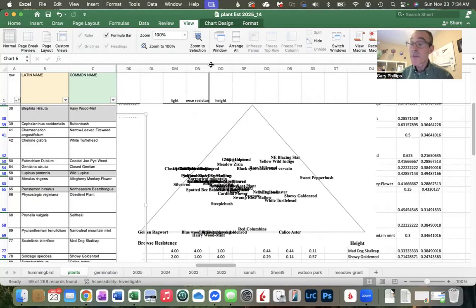hopefully it's helpful. If it's not helpful, then we won't continue. If it is helpful, then we'll see how we can further develop this tool for the beginner native plant gardener choosing seeds for the winter sow workshop.